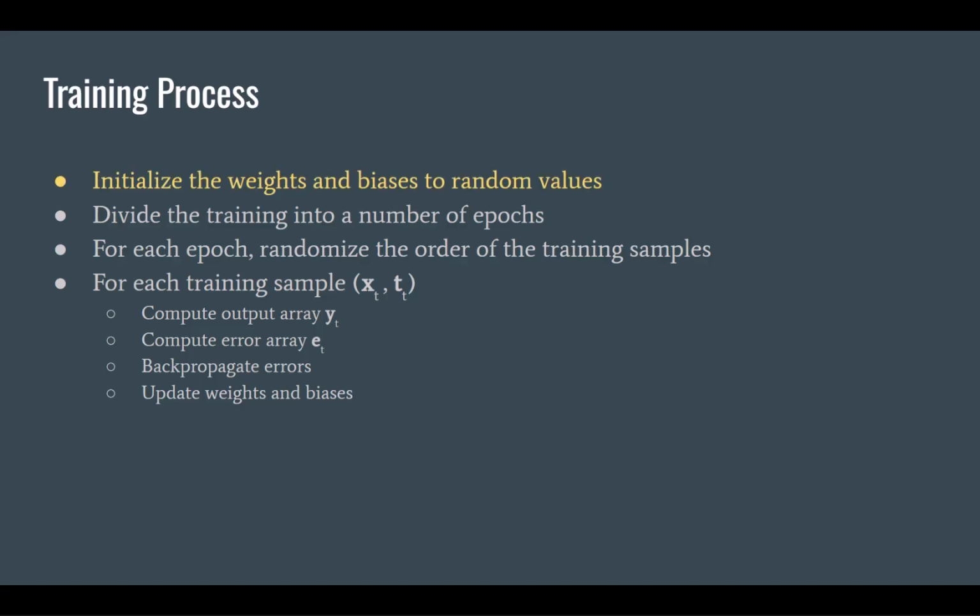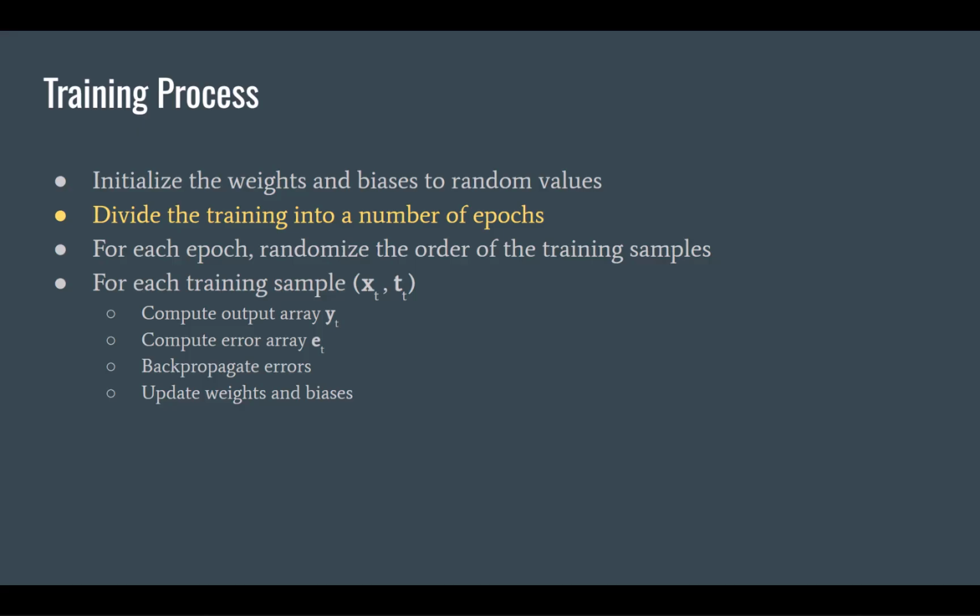The first step in training is to initialize all the layers, weights, and biases to random values. Generally, the range for the initial weight and bias random values is small, but in the source code it is configurable so that you can tune it to your use case.